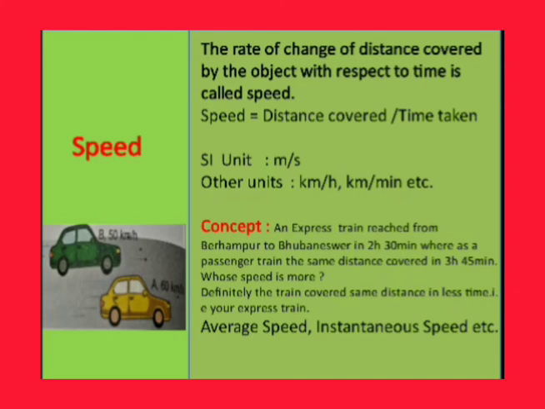An express train reaches from Berhampur to Bhubaneswar and the time taken is 2 hours 30 minutes. Another train, which is a passenger train, covers the same distance in 3 hours 45 minutes. Now the question is whose speed is more? Definitely the train that covered the same distance in less time, that is your express train, the speed is more. Apart from this, you need to understand what is average speed, what is instantaneous speed in the higher classes.